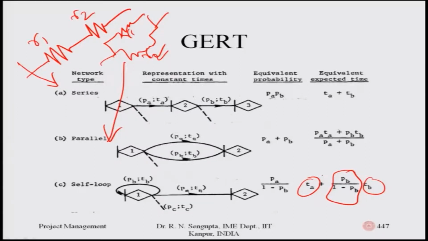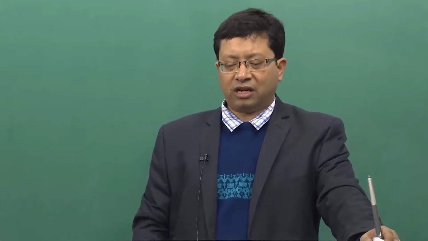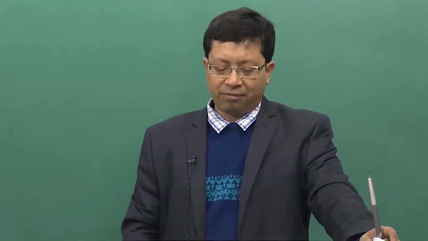And if there are 3 such loops, which can be made as complicated as possible, we can find out the equivalent structure and their equivalent probability and the equivalent time.